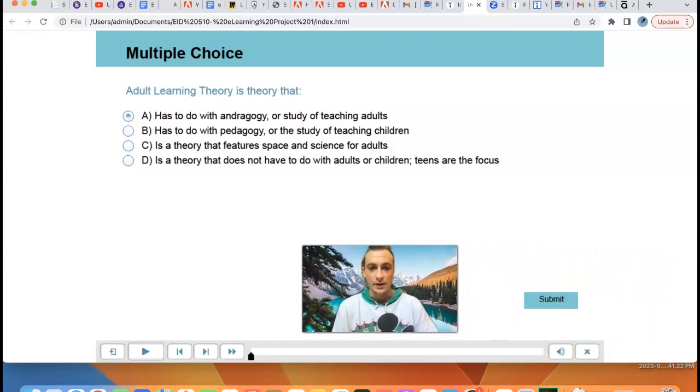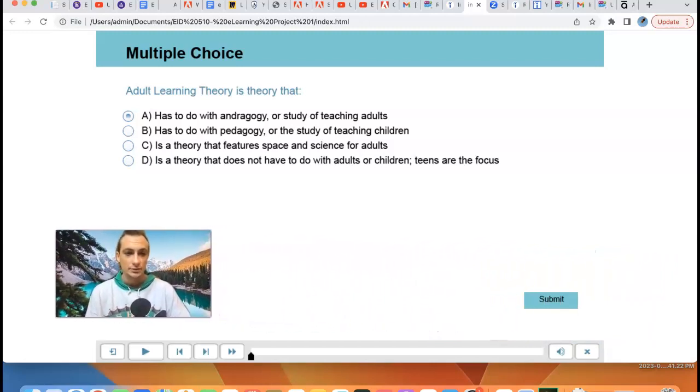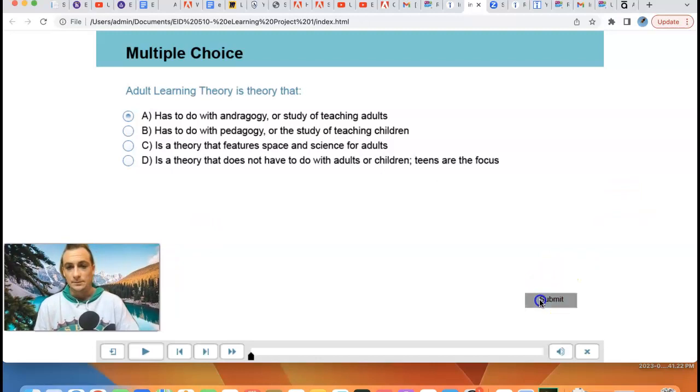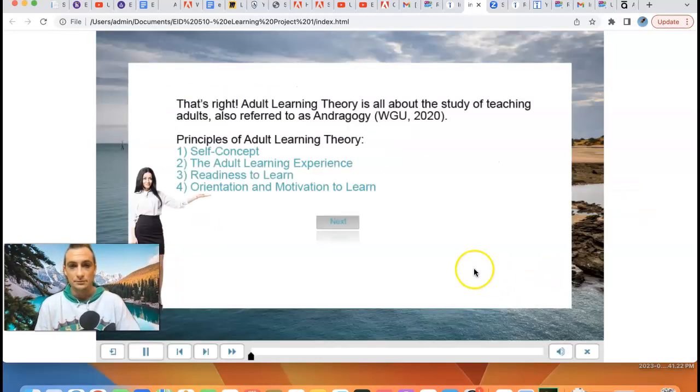Let me just move this over here. It says that's right. Adult learning theory is all about the study of teaching adults, also referred to as andragogy. And some principles of adult learning theory contain self-concept, the adult learning experience, readiness to learn, and orientation and motivation to learn.